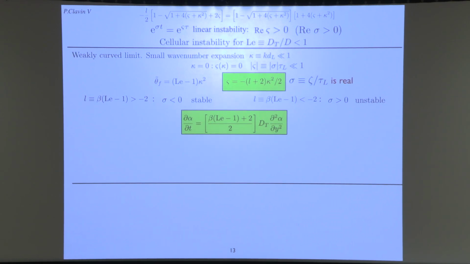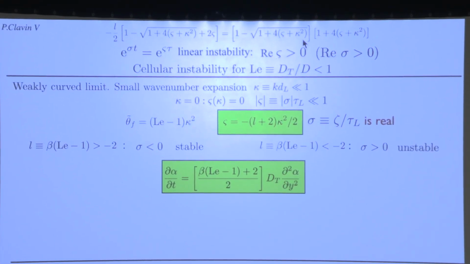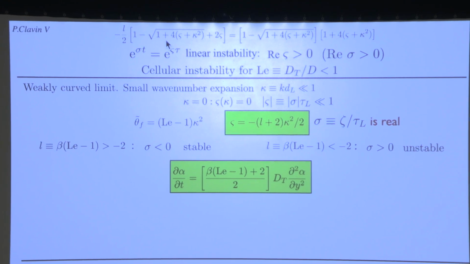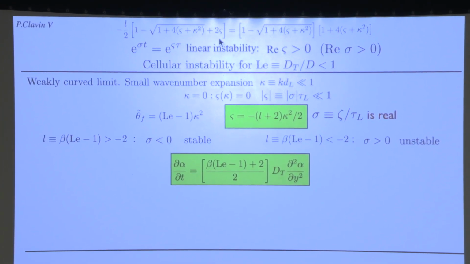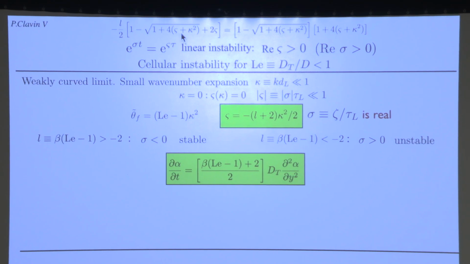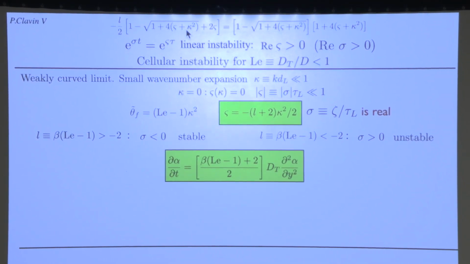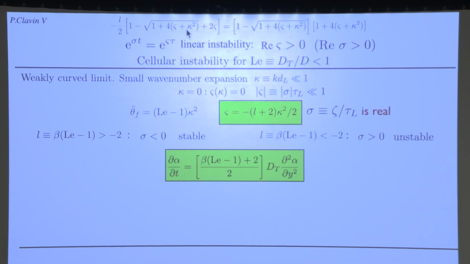Now, here again is what we call a dispersion relation. That is, the solution gives you the growth rate in terms of the reduced wave number. As you see now, the reduced wave number is appearing only to the square. This is the main difference with the hydrodynamic instability.